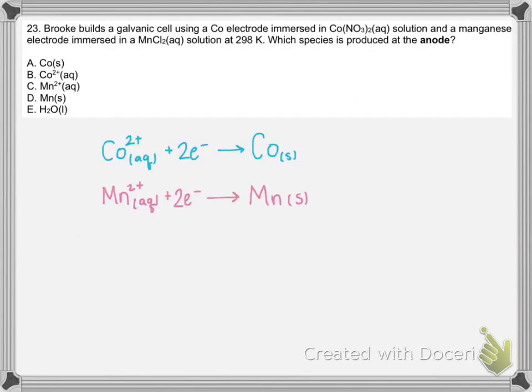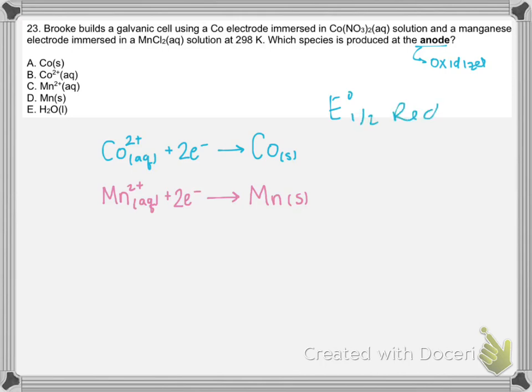In number 23, Brooke is building a galvanic cell with a cobalt electrode immersed in cobalt nitrate, and then she has a manganese electrode immersed in manganese chloride. So we want to figure out which is produced at the anode, so we just want to figure out which of these two is going to be oxidized. So here I've written the reduction reactions for both of them, and we can use the table to get these values.